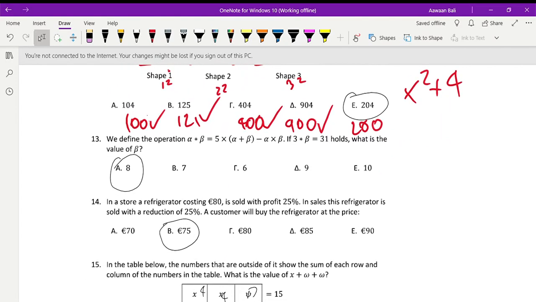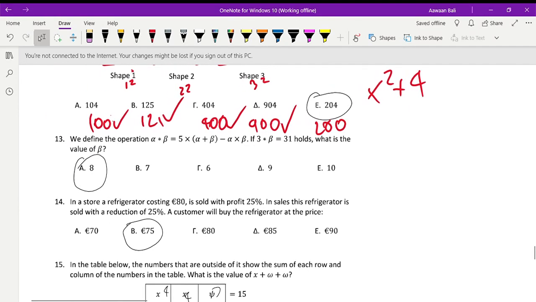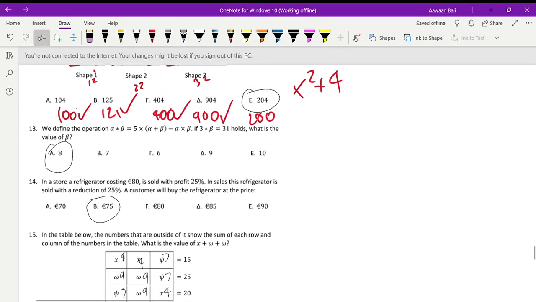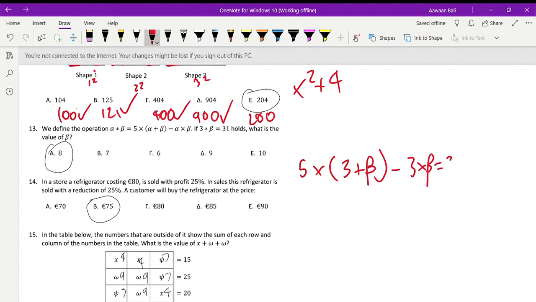We define the operation alpha asterisk beta is equal to 5 times alpha plus beta minus alpha times beta. If 3 asterisk beta is equal to 31, what is the value of beta? Okay, so basically, first we substitute the values. 5 times 3 plus beta minus 3 times beta is equal to 31.